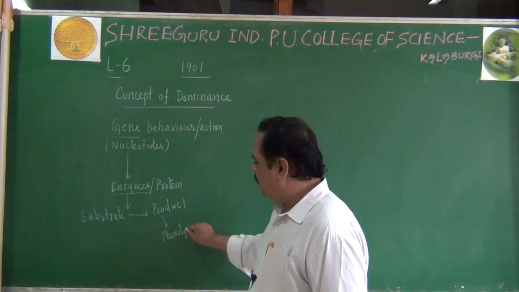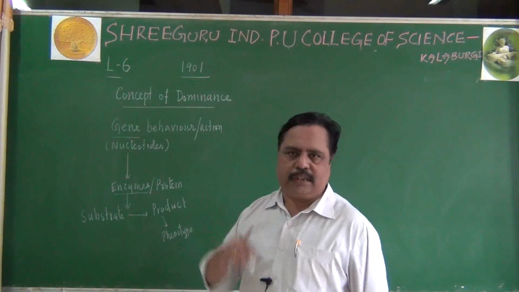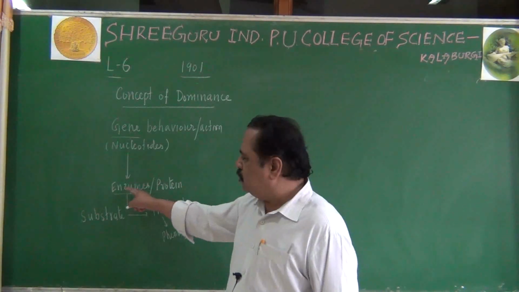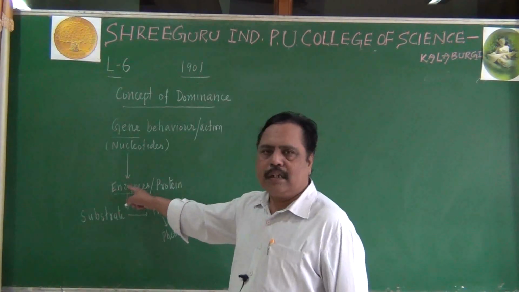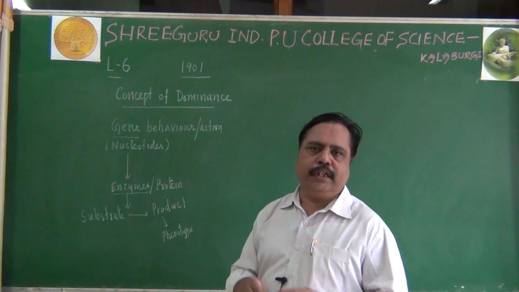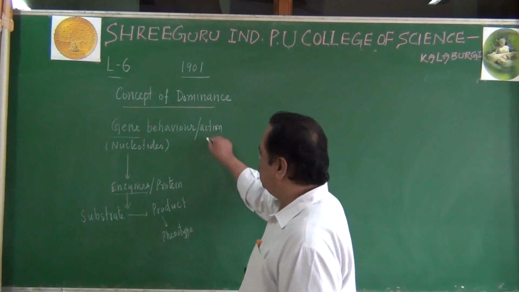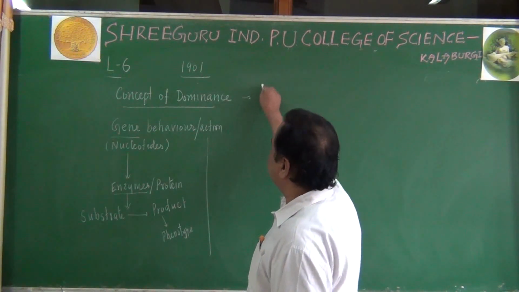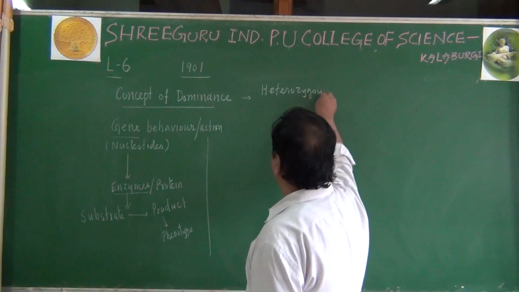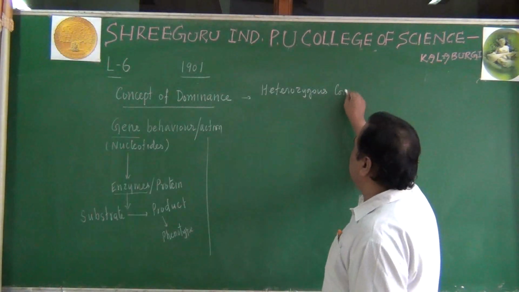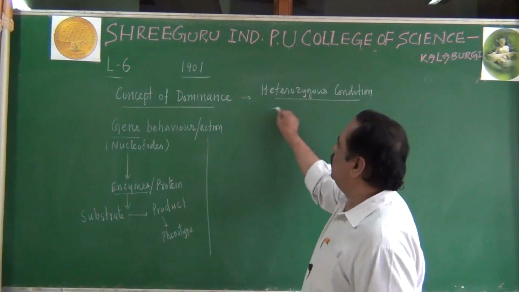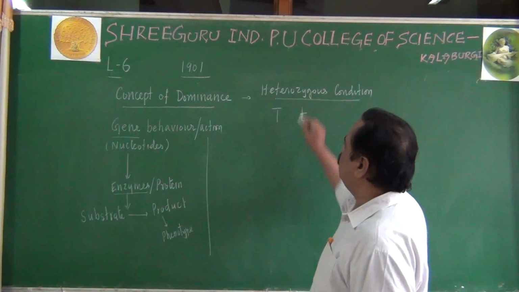Remember. So we are having a sharp nose means that is due to a protein or product. That product formation is under the control of enzyme. Enzyme formation is under the control of gene. Remember. Let us consider now a heterozygous condition. Let us consider. Remember, in the heterozygous condition, we take one capital T and one small t.